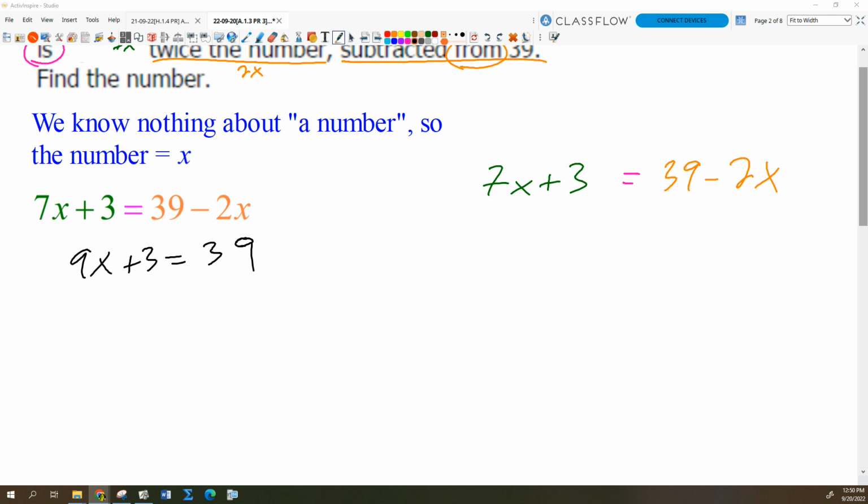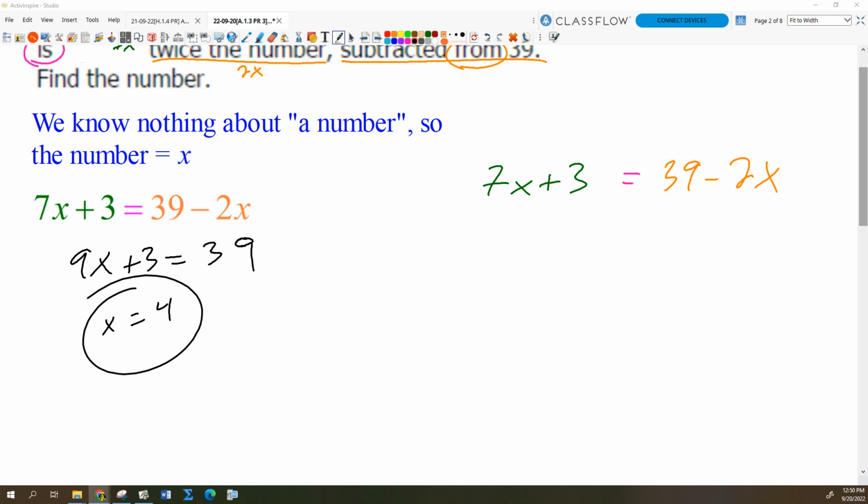What'd you get? You can just show me with fingers if you want to just check it out. Yeah, I'm seeing it. We get x equals 4, don't we? 36 divided by 9 gives us 4.